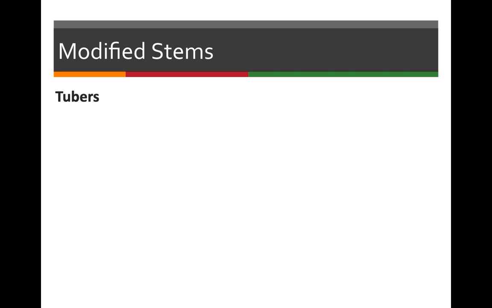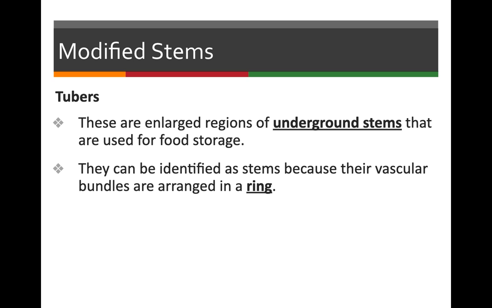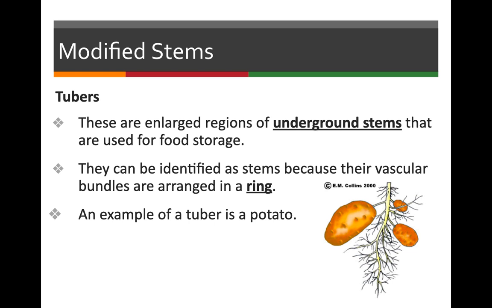Another type of modified stem are tubers. These are enlarged regions of underground stems that are used for food storage. They're underground, so you might think they're a root, but they're actually a stem because they have those vascular bundles arranged in a ring. And as we'll see in a minute, roots don't have that structure. So these are modified stems. An example of a tuber is a potato. So a potato is actually a stem.